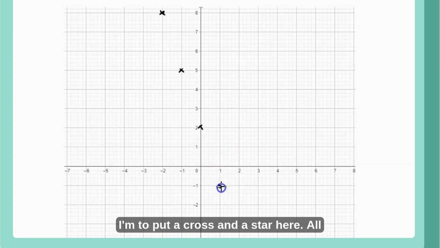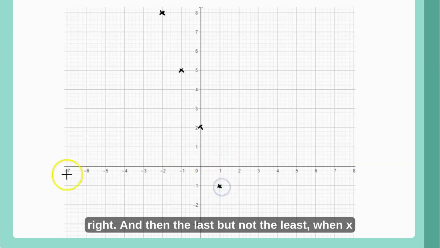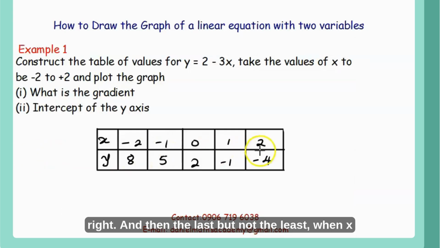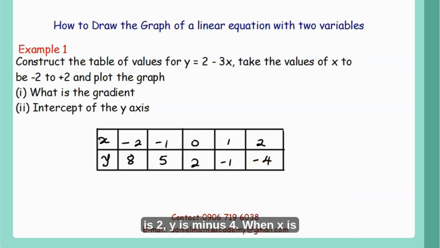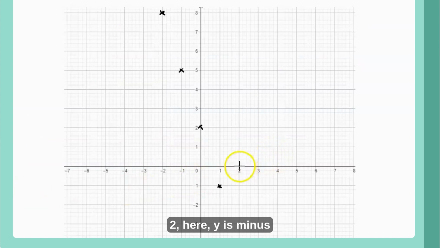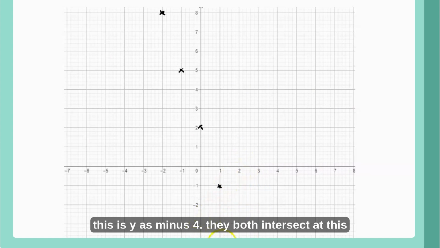So I'm going to put a cross and a star here. All right, and then the last but not the least, when x is 2, y is minus 4. When x is 2 here, y is minus 4. So this is 2 here and this is y at minus 4. So they both intersect at this point. Remember that the point is formed where both points intersect together. All right, so we have this as our point.